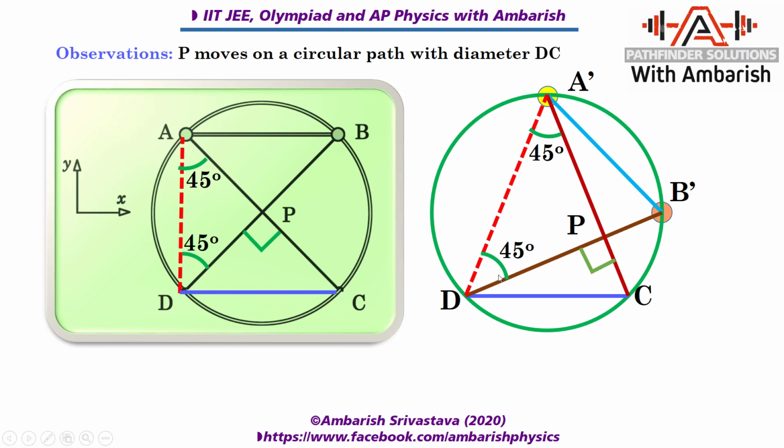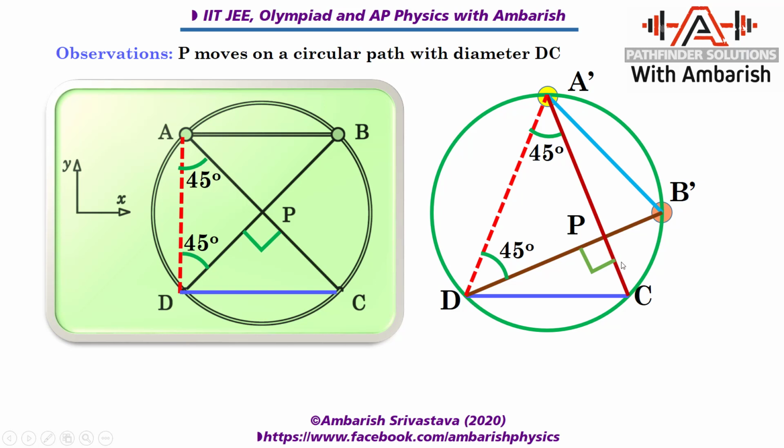So this is 45, this is 45, therefore this angle must be 90 degrees, right? And if that angle is 90 degrees, so this angle should also be 90 degrees. So that means angle DPC is going to be 90 degrees. And what can you conclude? If angle DPC is always 90 degrees, that means what?